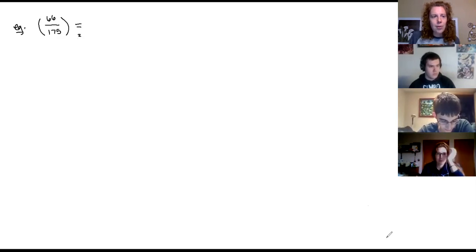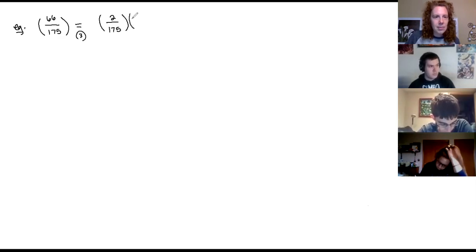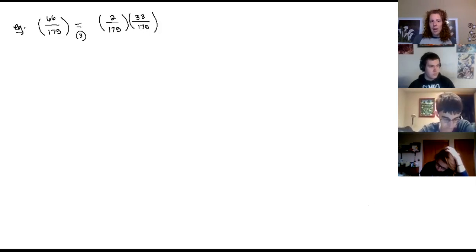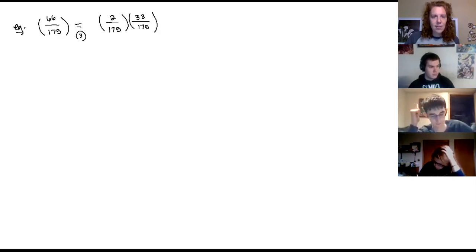If I use rule number 3, I can factor out a power of 2 in the numerator. So I can do 2 over 175 times 33 over 175. So that's rule number 3. I can do some factoring, right? 2 over 175 and 33 over 175. I can evaluate that 2 over 175.